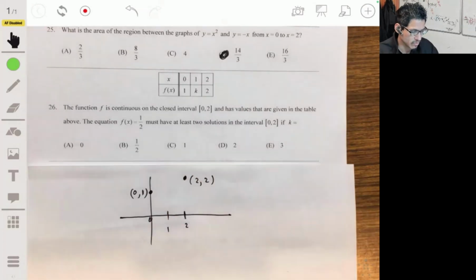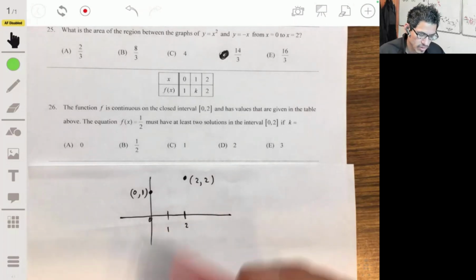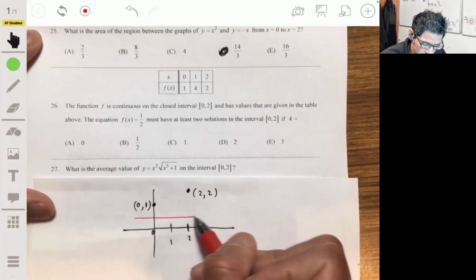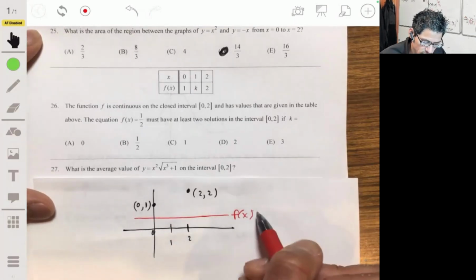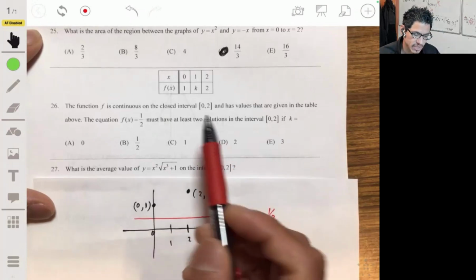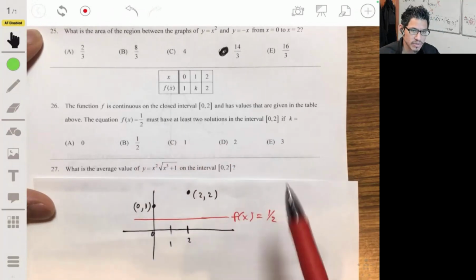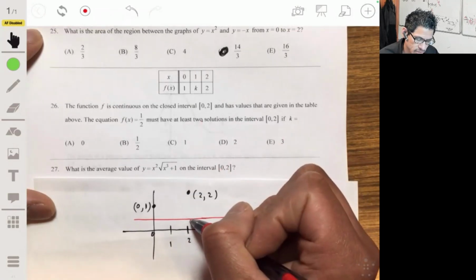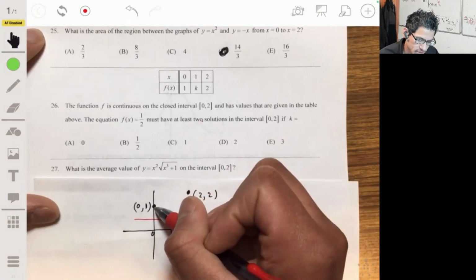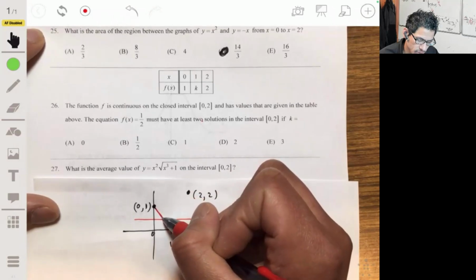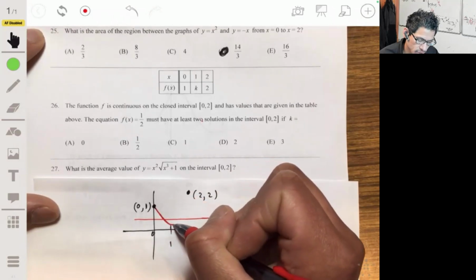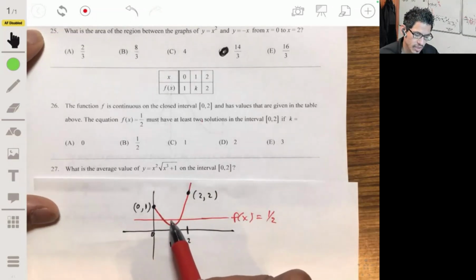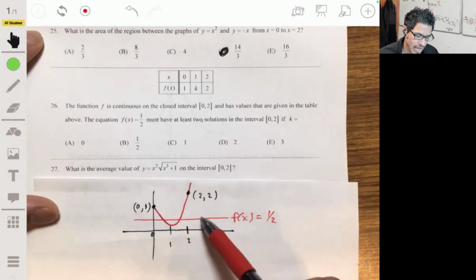Now, if we have the equation f of x equals 1/2, that's just a horizontal line looking something like this. And since it's continuous on this interval, for it to have at least 2 solutions, it has to cross this line at least twice. So it has to go below it at some point. So we have to have that the k value has to be less than 1/2.